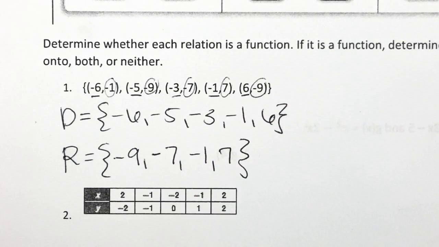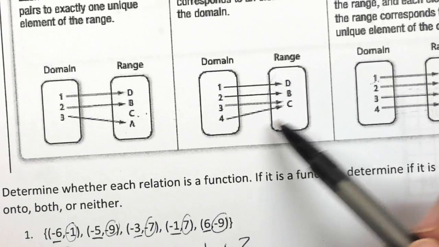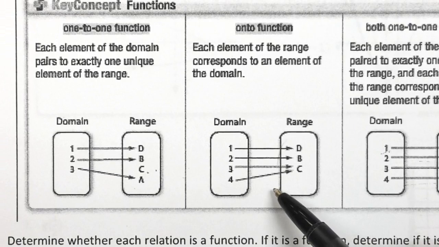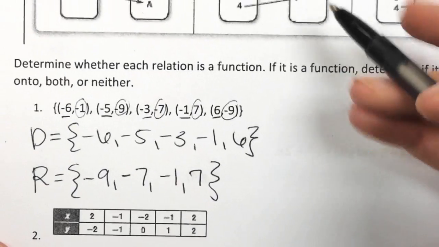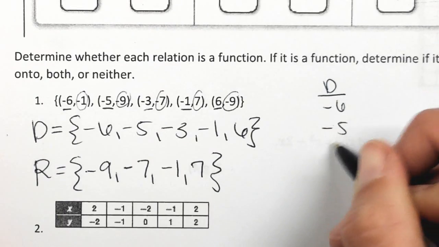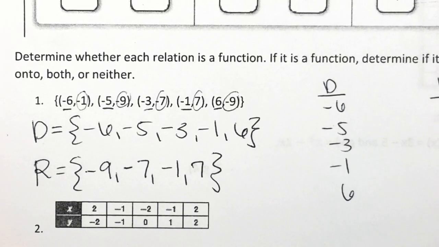You just list them from least to greatest. Don't write it if it's repeating. Like, you don't have to write it twice. Alright, next we're going to set up a chart kind of like this up here. And that's going to make it easier for us to determine if it's one-to-one or onto. So I'm going to write all my domain over here: -6, -5, -3, -1, 6. And the range over here: -9, -7, -1, 7.